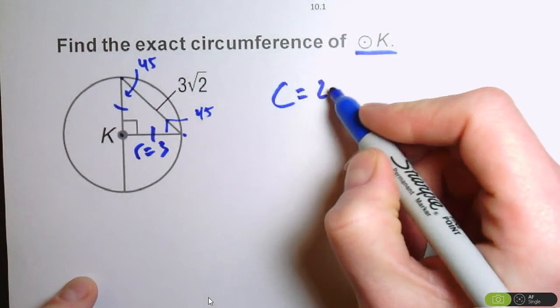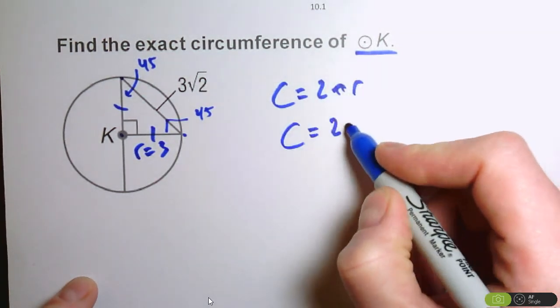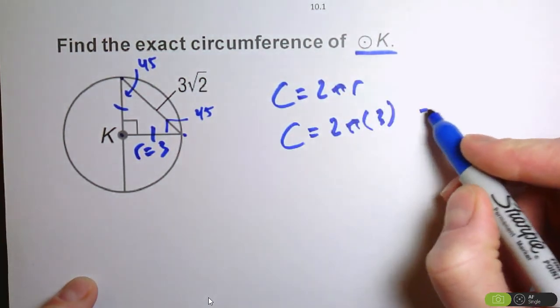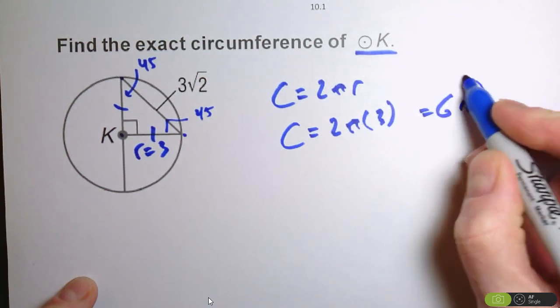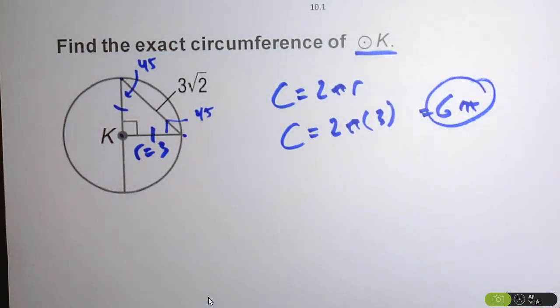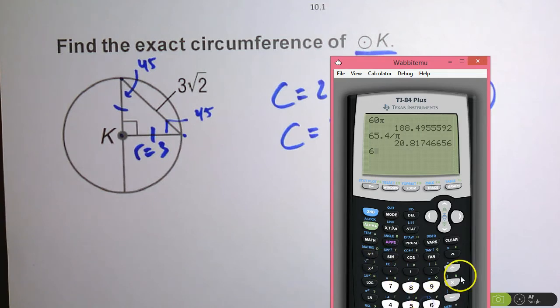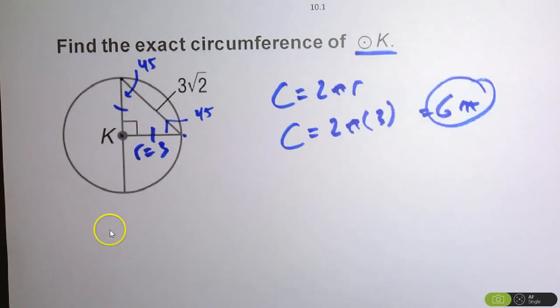So circumference is 2 pi r. So circumference is 2 pi times 3, 6 pi. Which if you don't like having it as 6 pi, again, just go grab your calculator. 6 times pi. And that is 18.8495.